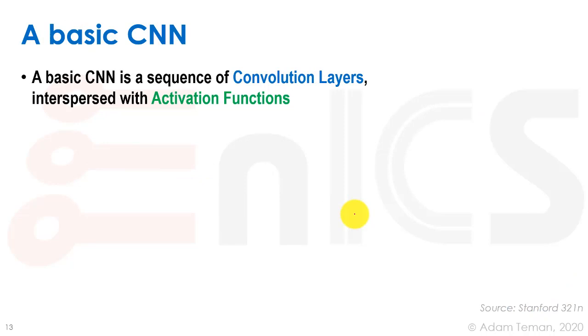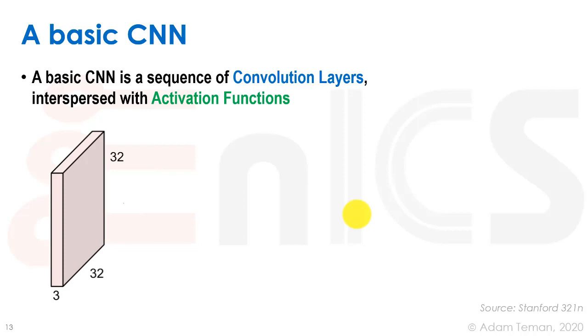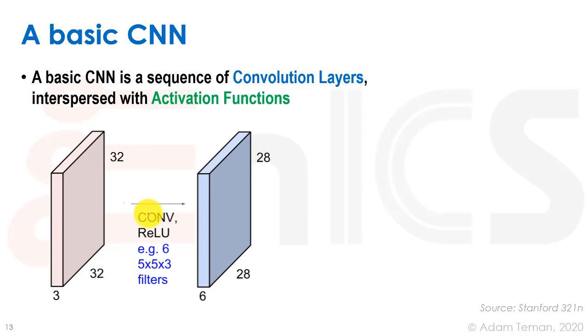So what is a basic CNN? A basic CNN is a sequence of convolutional layers, which we just showed, interspersed with what we call activation functions, which, as we discussed before, provide the nonlinearity. We have this type of an input map. We do a layer where we do convolutions, and then we apply some sort of activation, for example, a ReLU. In this case, we used 6 filters that were each 5 by 5 by 3, so we got 28 by 28 by 6. That's the depth because we used 6 filters. These are all activations because they went through convolution and then ReLU, or again the activation function.